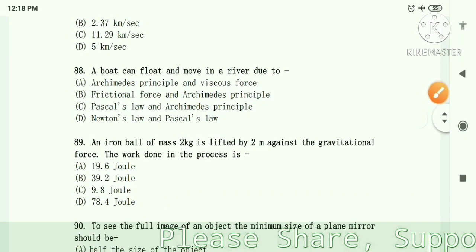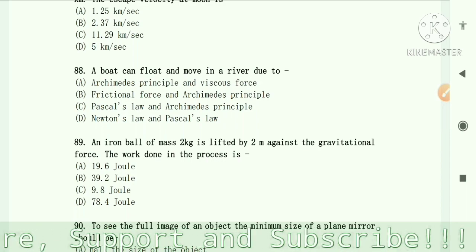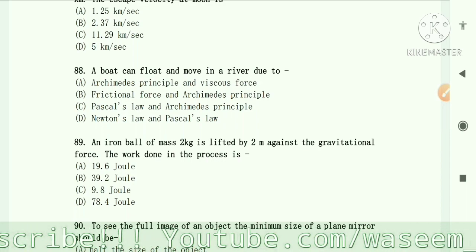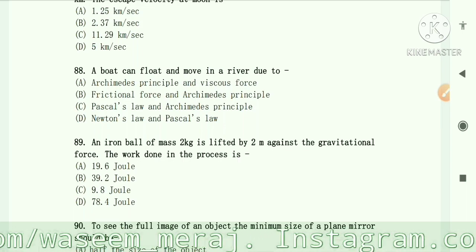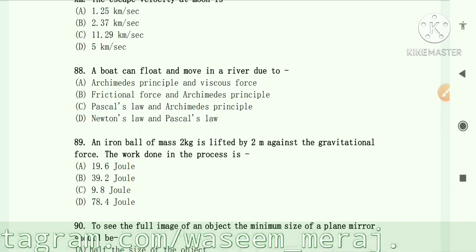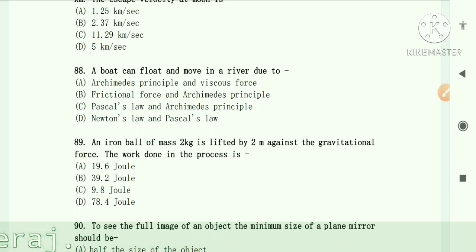Here it is 88. A boat can float and move in a river due to option A Archimedes principle and viscous force, option B frictional force and Archimedes principle, option C Pascal's law and Archimedes principle, option D Newton's law and Pascal's law. Here first one you have to take Archimedes principle that states the upward buoyant force that is exerted on a body immersed in a fluid, whether fully or partially, is equal to the weight of the fluid that the body displaces. So here this principle is applying.